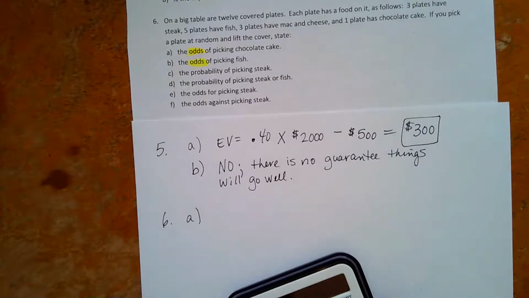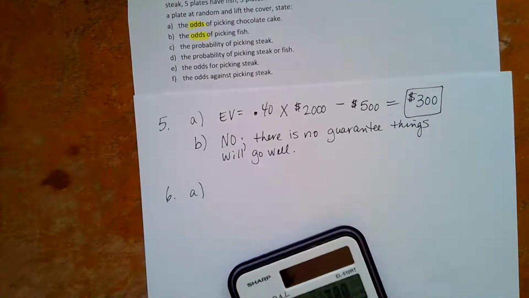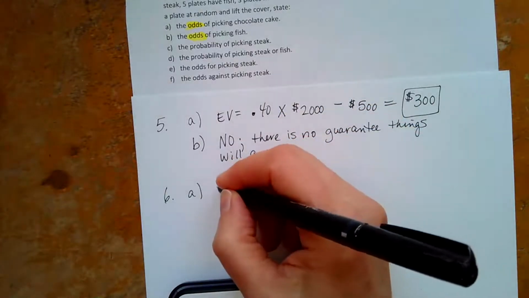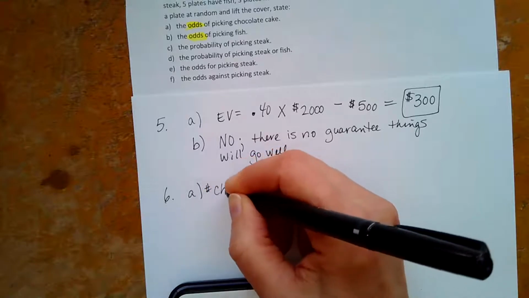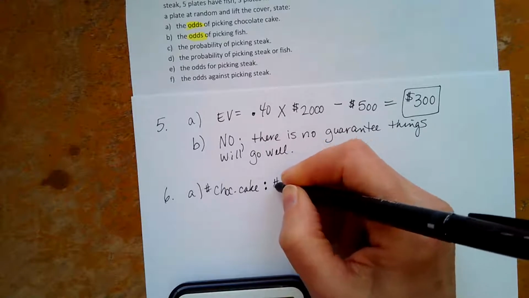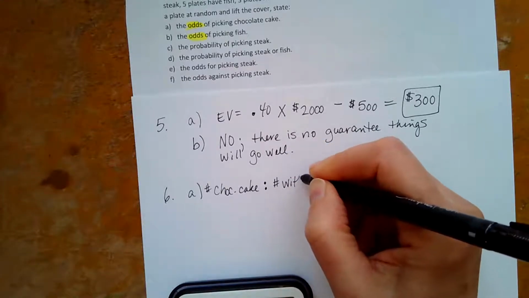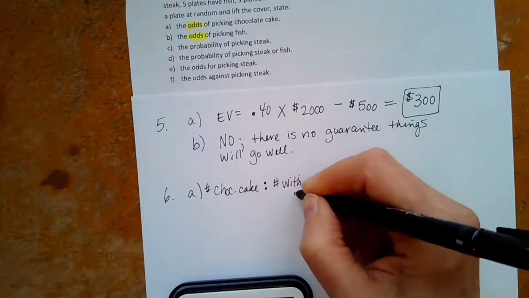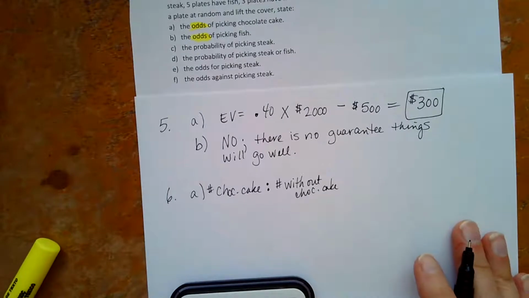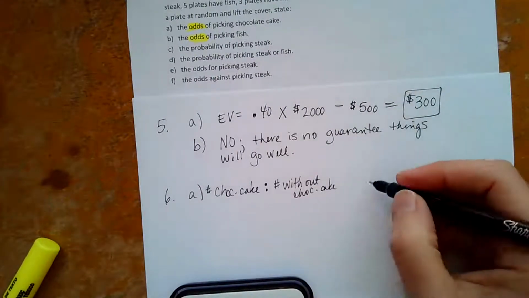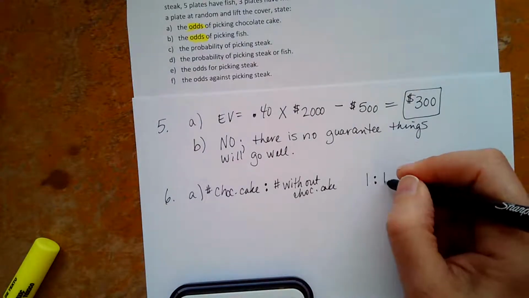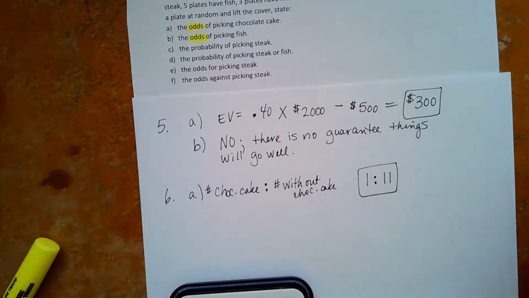Okay. All right, 6A. On a table, so the odds of picking chocolate cake. Remember how we do this? We get the number of plates with chocolate cake compared to the number without chocolate cake. That's how you've got to look at these. So all you do is count up how many plates have chocolate cake on it, 1, and then count how many plates don't have chocolate cake, and that's the other 11, right? So it would be 1 to 11.